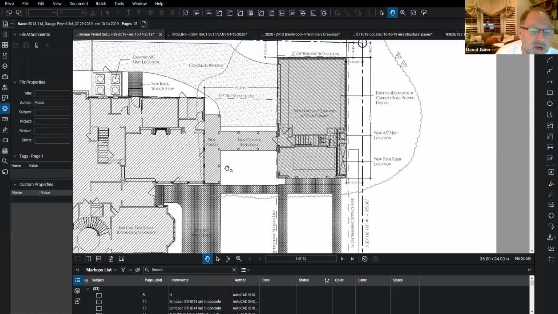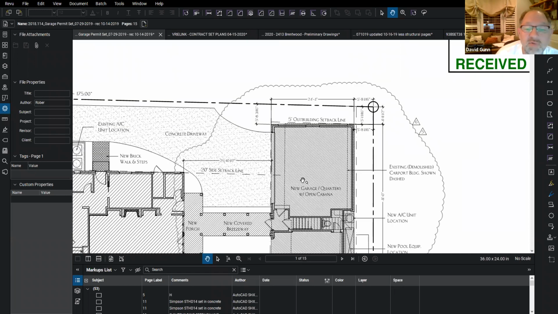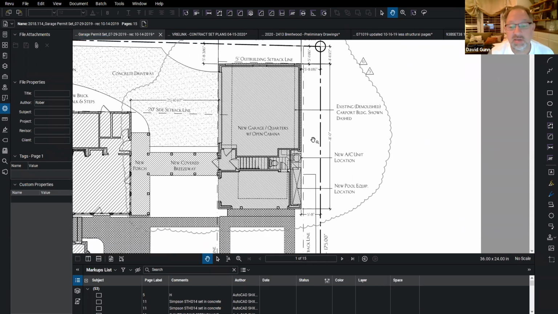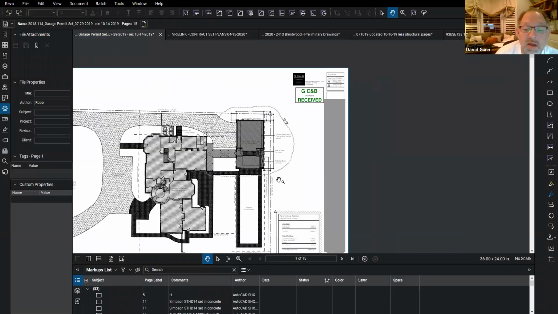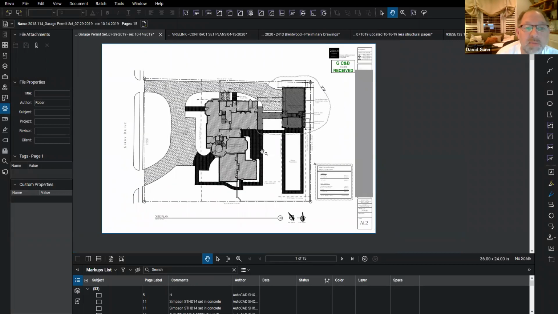If we zoom in a little bit here, let's just see what else this thing shows us. This shows us concrete driveway. It shows us setback lines. That's very important so that we know where to set the building so that it's not over any setback lines or easement lines. In this case, we're showing a new porch, new covered breezeway that goes back to an open, and I'm sorry, a new garage with an open cabana. It's a pretty basic site plan that gives us basic layouts of where to start construction on that project.